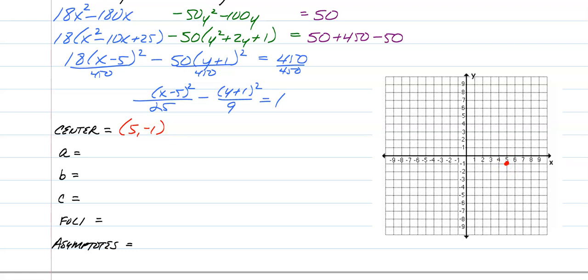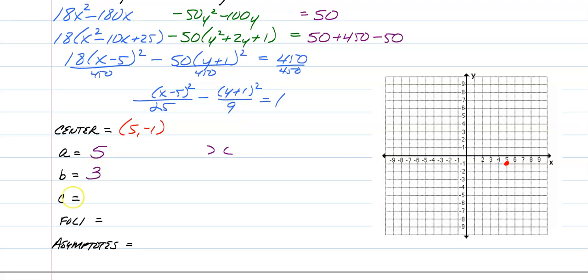Now, with our a and b, you don't really have to pay attention to which one's positive anymore. But you are going to have to pay attention to which one's bigger, and which term is positive. So we have a positive x. We know this is going to open left and right. Underneath our x, we have a 25, so our a value is 5. Underneath the y, we have a 9, so our b value is 3.